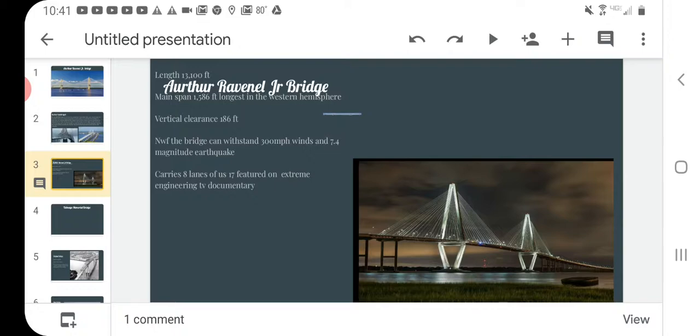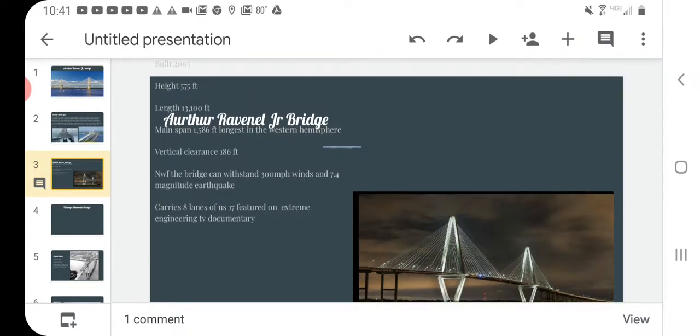So, now we have this bridge, 575 feet tall. Length is 13,100 feet, 1,586 feet for the main span, the longest in the Western Hemisphere. Road clearance is 186 feet.